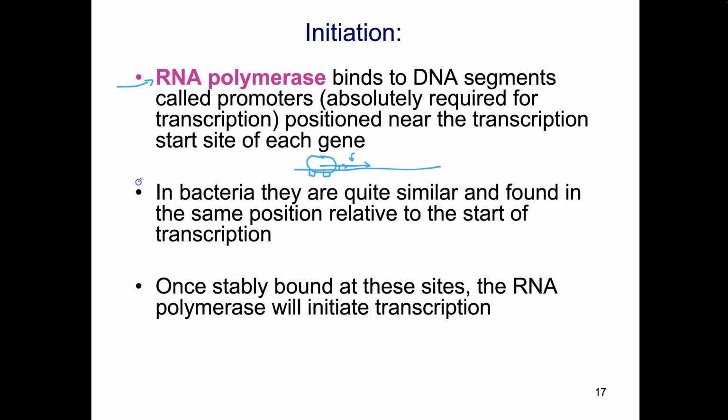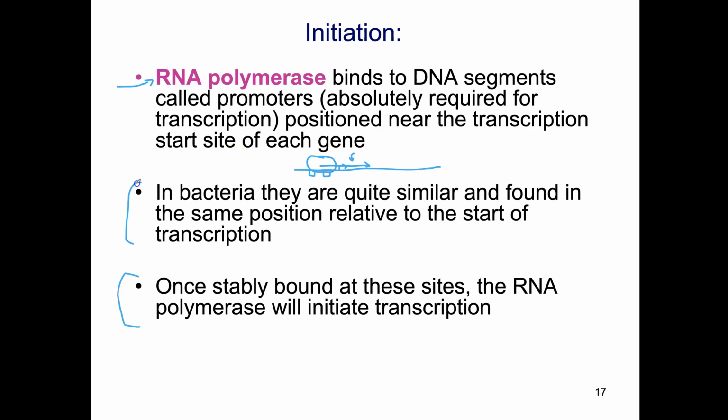And in bacteria, if you look at the sections upstream, that means just before, upstream of the coding part of the genes, you'll find that there are two locations where almost the same sequence is found in all genes. They're not identical, but they are highly similar to each other. And then once the RNA polymerase has bound stably at these positions, then transcription is begun. So it's about finding and binding to the correct promoter sequences.